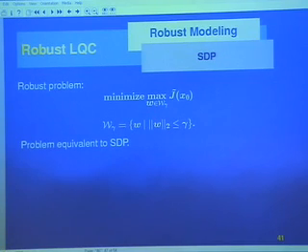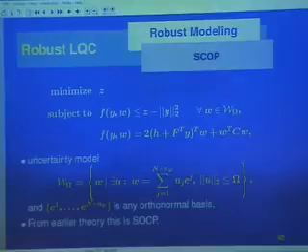But most importantly, this approach is amenable to extensions. You can add, for example, constraints on probabilities. You can add nonlinear constraints on variables, constraints on objective functions, and so on.